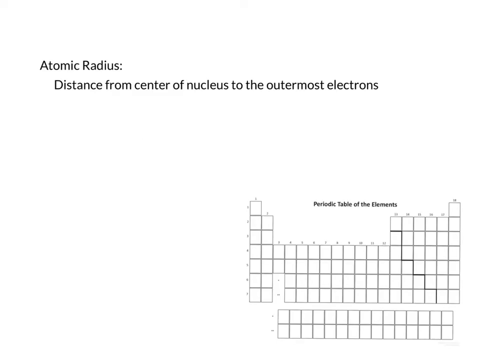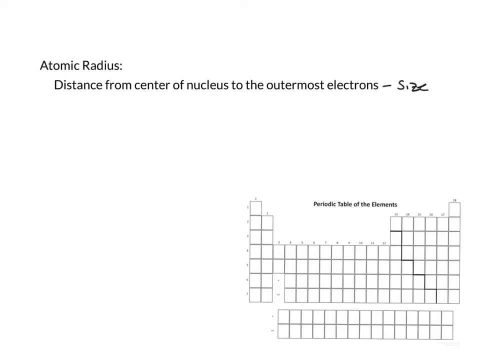Okay, so as you defined in class yesterday, when we think about the atomic radius, what we're thinking about is the distance from the center of the nucleus to the outermost electron. So essentially, how big is the atom? We're looking at the size of the atom.